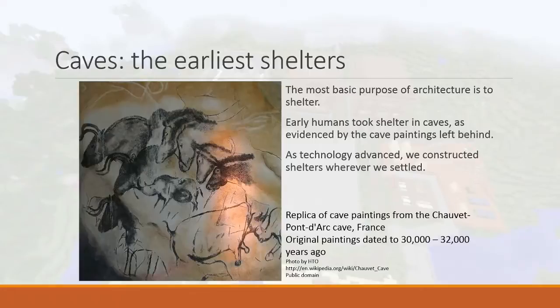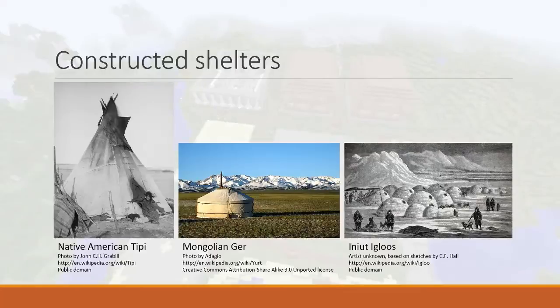But as technology advanced, we constructed shelter wherever we went. So early humans would go to caves, but then we started building houses and so on and so forth. Some of the things we built can still be seen today. As some examples of shelters, we have the Native American teepee, which is like a tent in a way, with animal skins covering a structure underneath. The Mongolian ger is similar. You have animal skins on a timber frame on the inside, and both the teepee and the ger are portable, because these are nomadic people, so they didn't stay in one place.